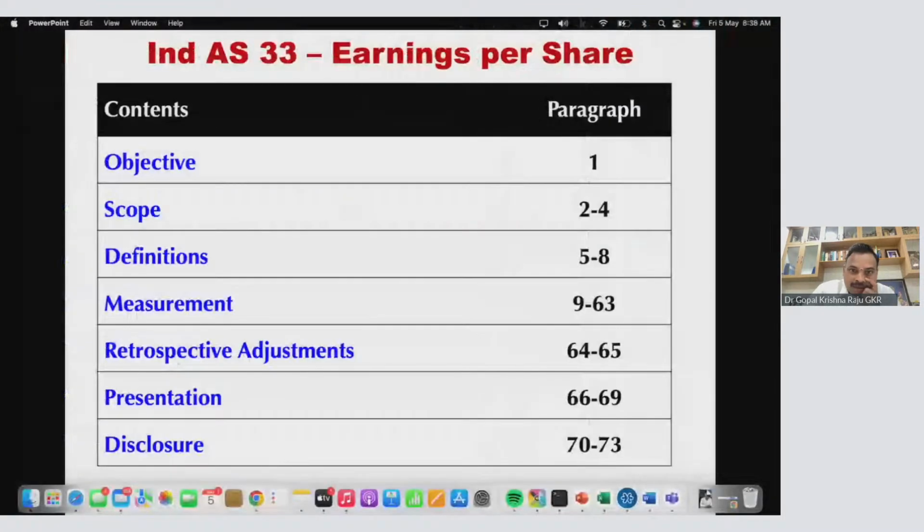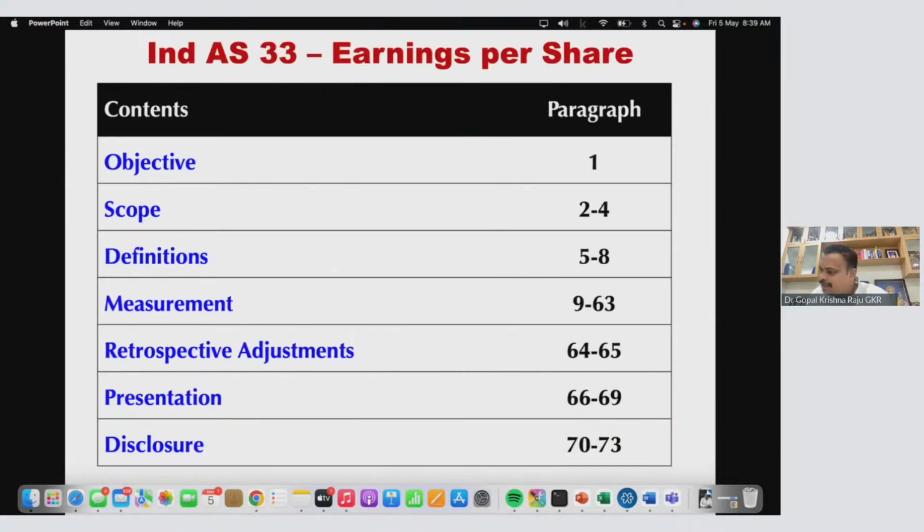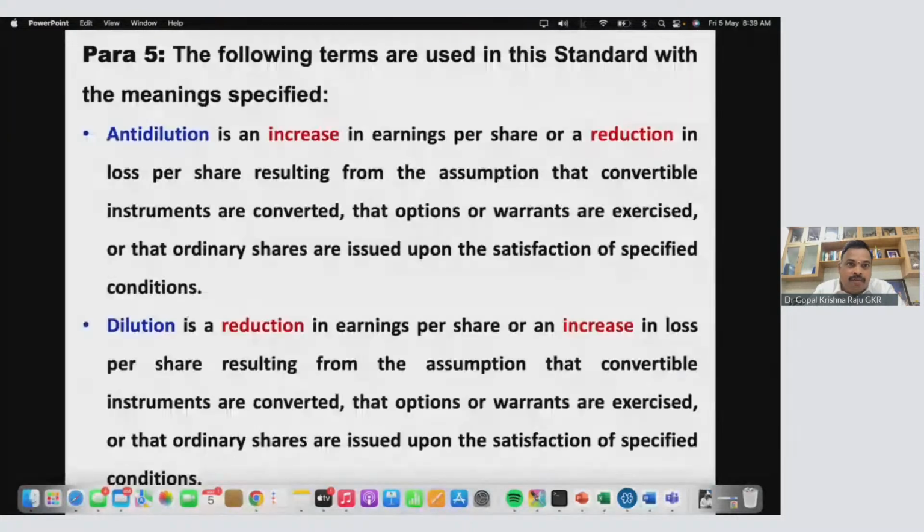arithmetic before us now. So the focus of this standard is on the denominator of the earnings per share. So please pay kind attention, but it is not only on the denominator, the numerator also. So this entire standard will only speak about what should be the numerator, what should be the denominator. Okay, good. So now this standard is about 73 paragraphs, and you have definitions. You'll be quite surprised with these kind of definitions.